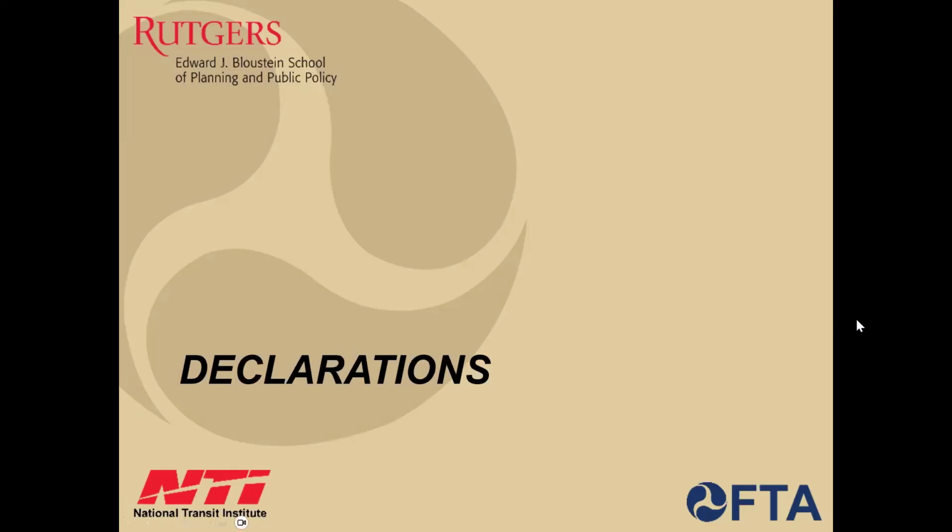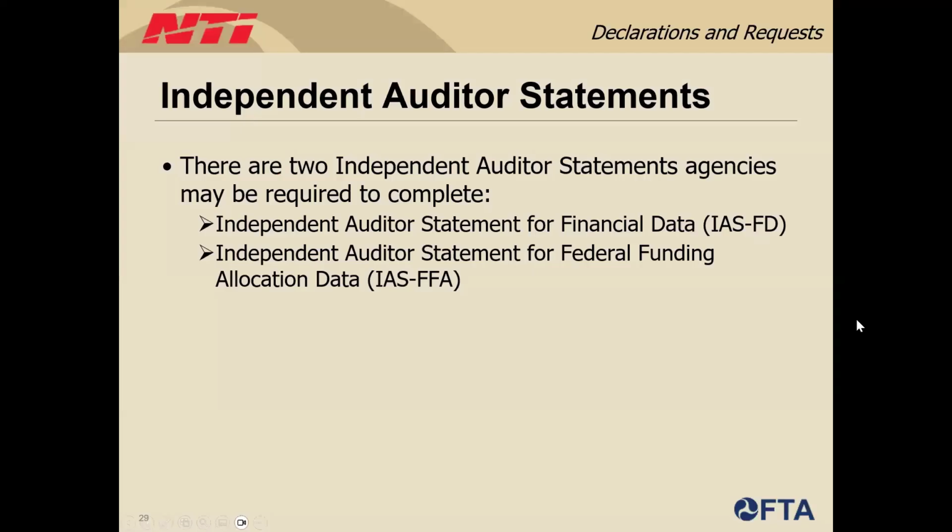So there are two independent auditor statements that FTA requires agencies to complete. There is the independent auditor statement for financial data, commonly referred to as the IASFD. And the second is the independent auditor statement for federal funding allocation data, commonly referred to as the IASFFA. Because these are NTD specific reviews, we will go over what each of these are in depth in the next few slides. Please note that you will hear me refer to these throughout the presentation as the IASFD and the IASFFA.